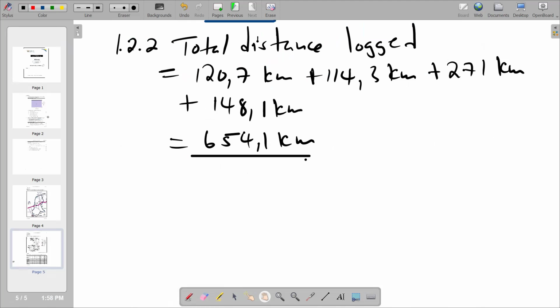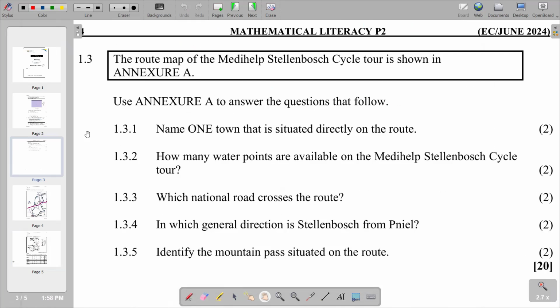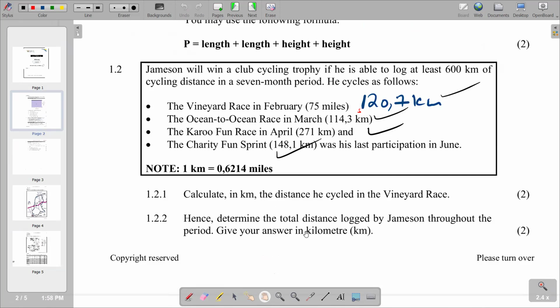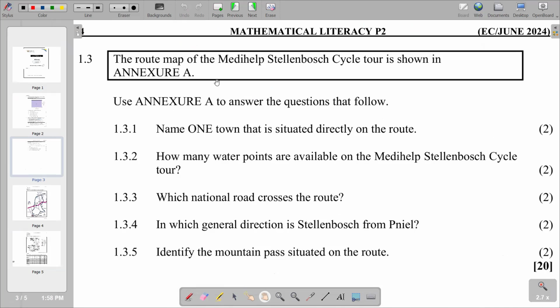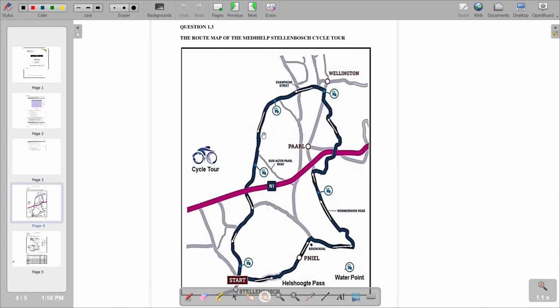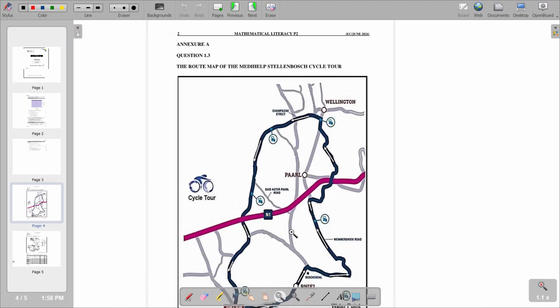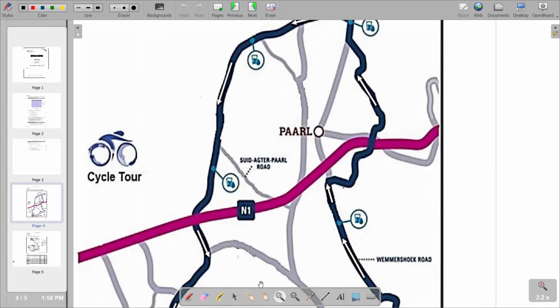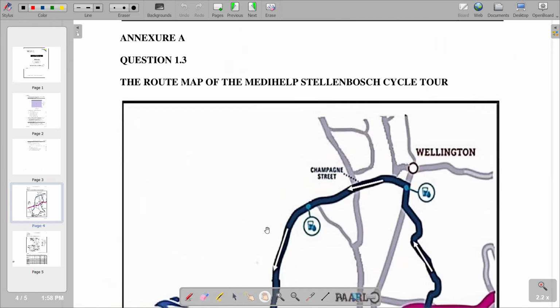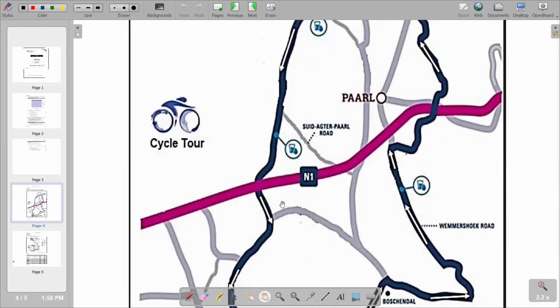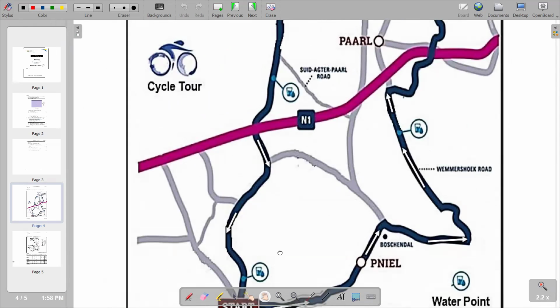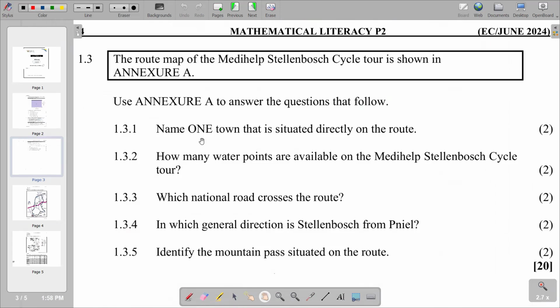So we try to check in terms of the next question that we have. So this is what we have on the second part. Then we go to the next question. The next part says the route map of the mid-help Stellenbosch cycle tour is shown in Annexure A. So this is our Annexure A, which is the map that we have. So our first question is, name one town that is situated directly in the route.